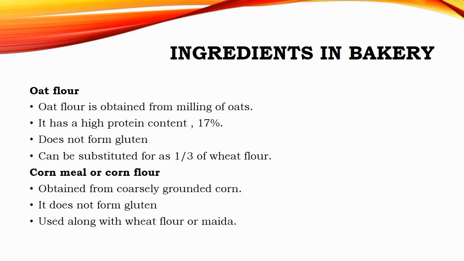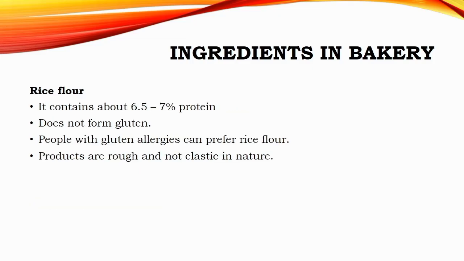Cornmeal or corn flour is obtained from coarsely ground corn. It does not form gluten and is used along with wheat flour or maida. Rice flour contains about 6.5 to 7% protein and does not form gluten. People with gluten allergies can prefer rice flour. Products are rough and not elastic in nature.